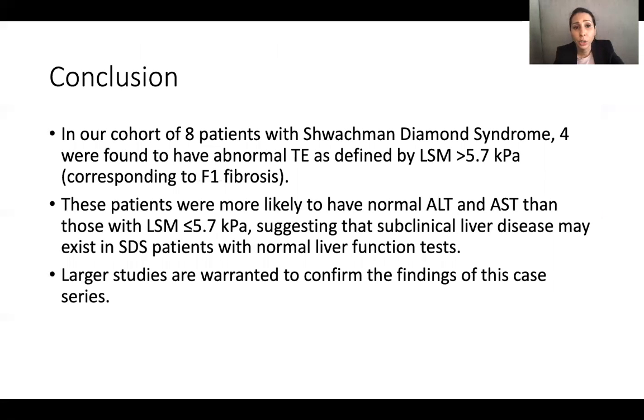In conclusion, in our cohort of 8 patients with SDS, 4 were found to have abnormal TE as defined by an LSM of greater than 5.7 corresponding to F1 fibrosis, and those patients were more likely to have normal ALT and AST than those with an LSM of less than or equal to 5.7, suggesting that subclinical liver disease may exist in SDS patients with normal liver function tests, and that larger studies are warranted to confirm the findings of this case series. Thank you.